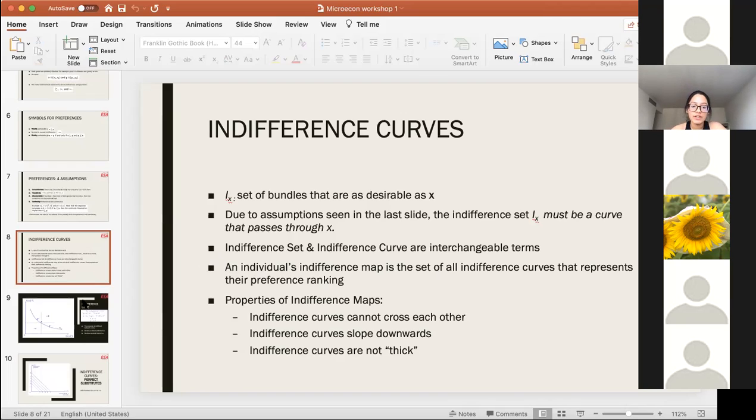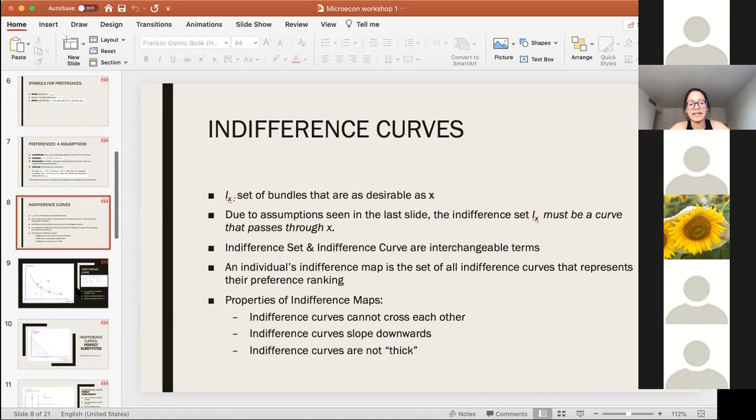So there are 3 properties of indifference maps that you should know and remember. Indifference curves cannot cross each other. We'll see that later on as well. Even when you're doing perfect substitutes or perfect complements, they never cross each other, because they can't be on the same line, and they always slope downwards, and they're not thick. It's just a line.